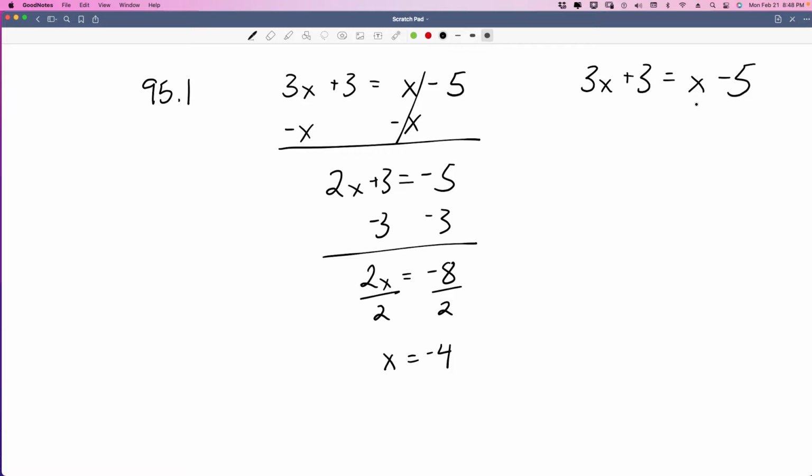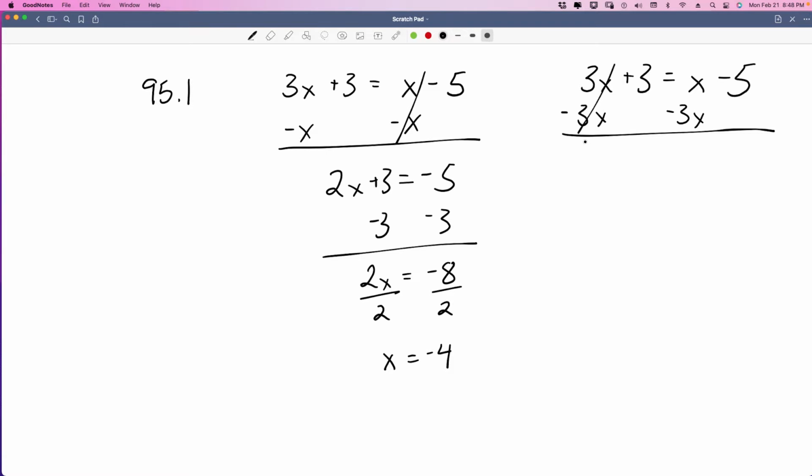All right, so let's say I decided to move my 3x from this side to that side. So let's see if that does the same thing. So we're going to subtract 3x from both sides, right?